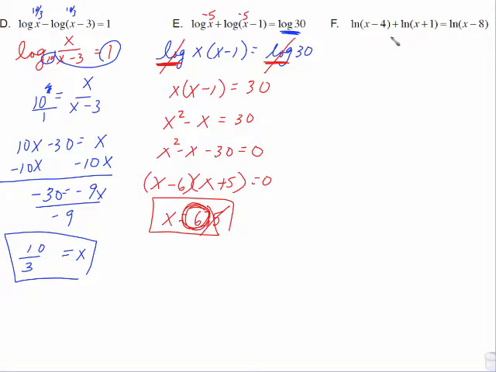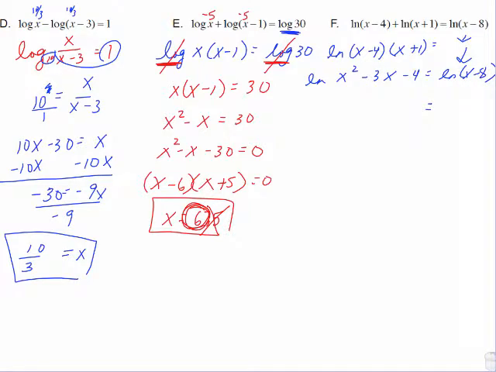Same properties hold true when we're dealing with natural log. This is natural log of something plus. So my property is going to tell me that this is going to be x minus 4 times x plus 1. And the right side just stays as is. Over here, I'm going to have to FOIL this out. And if you FOIL and combine, you're looking at x squared minus 3x minus 4 equals the same thing right here. So we have ln on both sides.